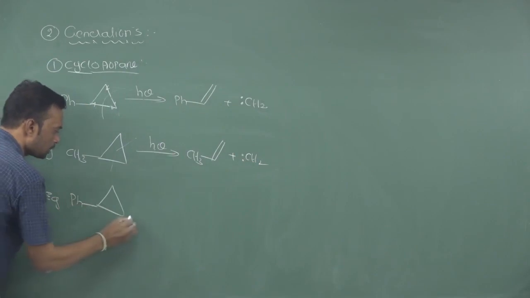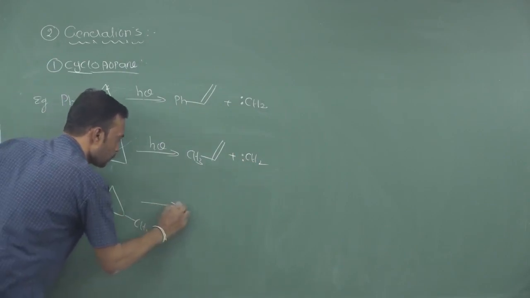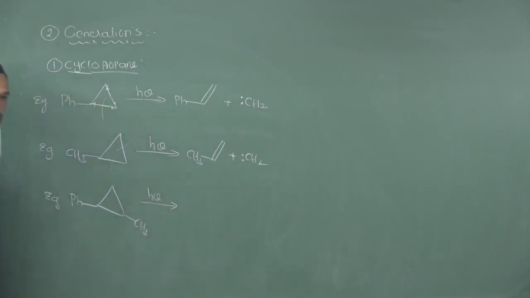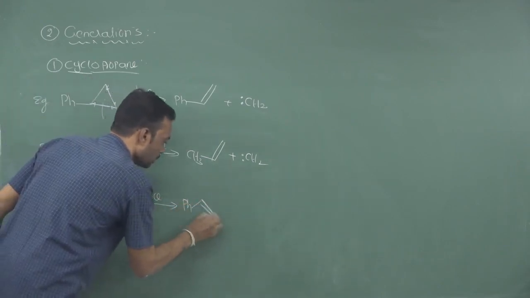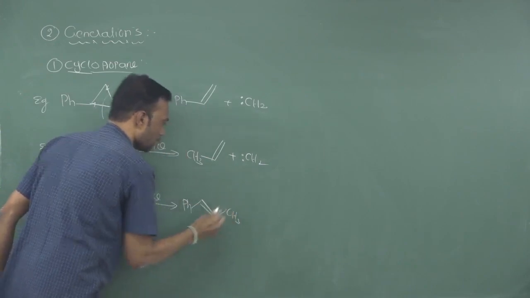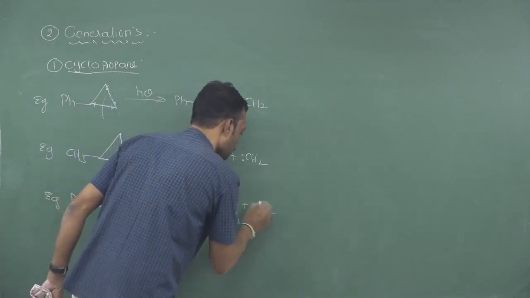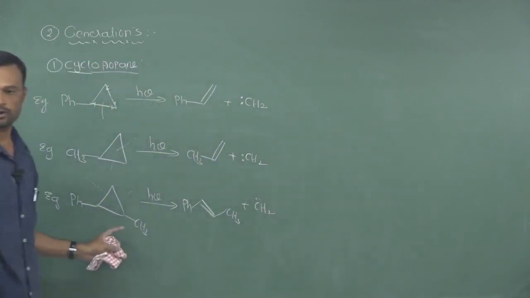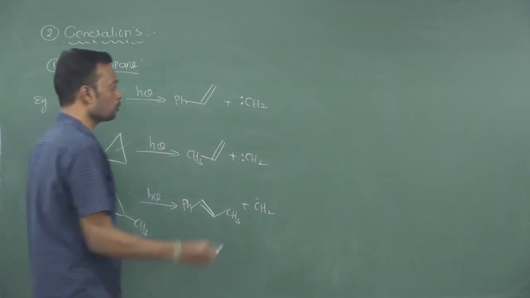Now try to give the answer, don't write, just listen. I am giving a three-membered ring and this is CH3. Now photolysis, what is the answer? Where will you break? Can I break here? Break this side. If I break here, there is a double bond and this is CH3, and finally this carbon carries two electrons. This is a way of generating carbene by using cyclopropane.